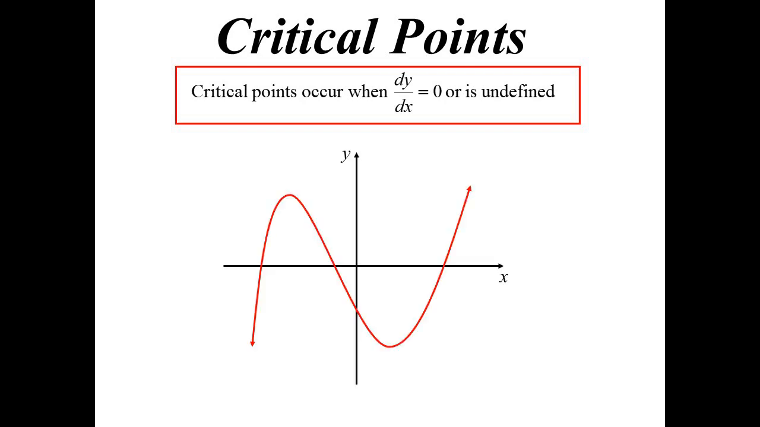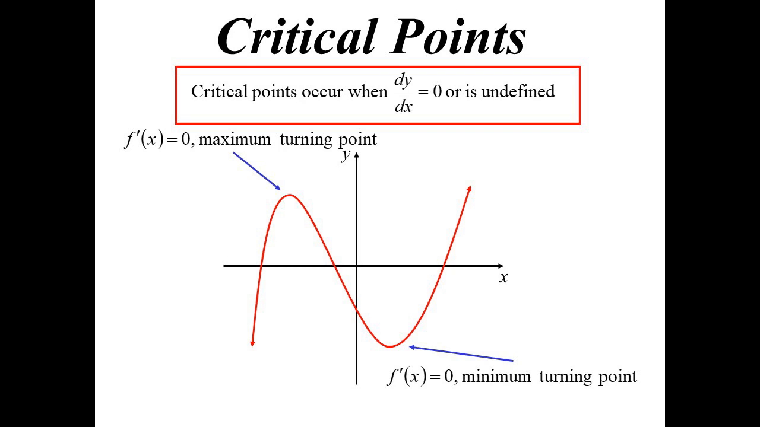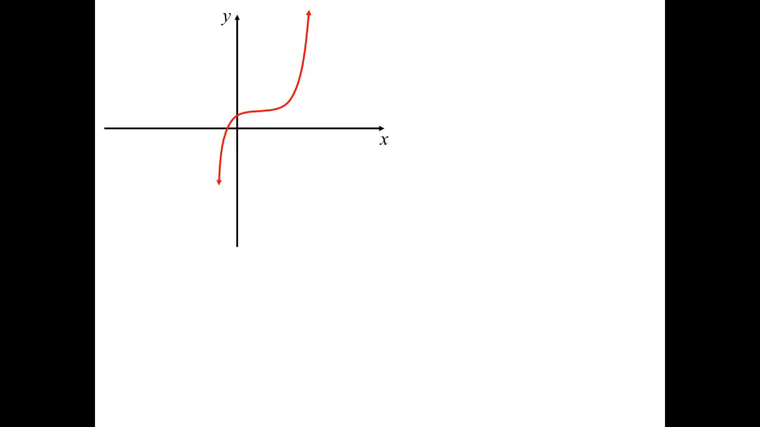All right, so some pictures here to illustrate. So there's a typical polynomial. Maximum turning points, well, they would be critical points. Minimum turning points, they would be critical points, because they're when the derivative is equal to 0. Then we have our cubic, what we call a horizontal point of inflection there. Because it's a horizontal point of inflection, the derivative is equal to 0, so that would be a critical point.